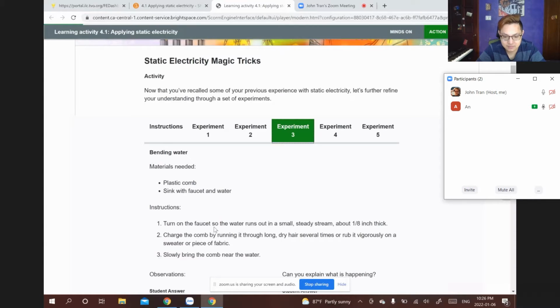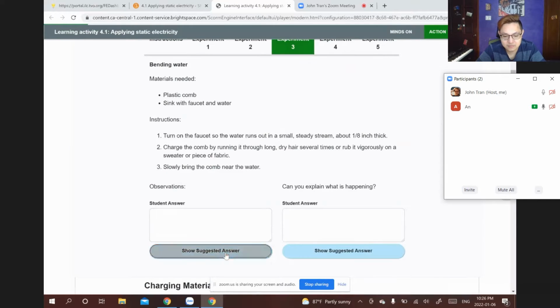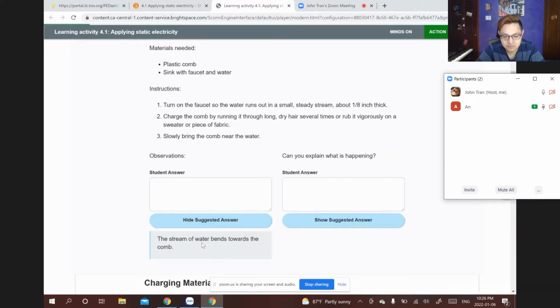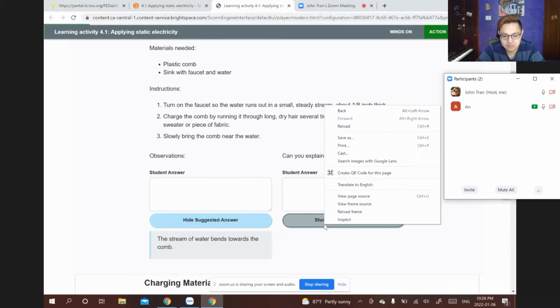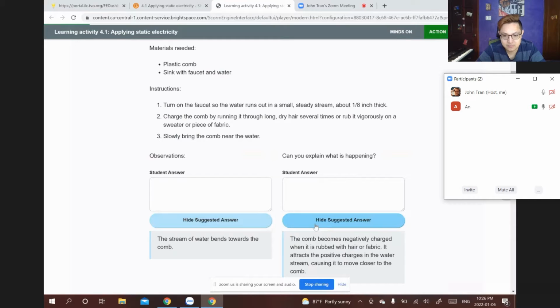Slowly bring the comb near the water. Observation: the stream of water bent toward the comb. The comb becomes negatively charged when it's rubbed with hair or fabric. It attracted the positive charge in the water stream, causing it to move closer to the comb.